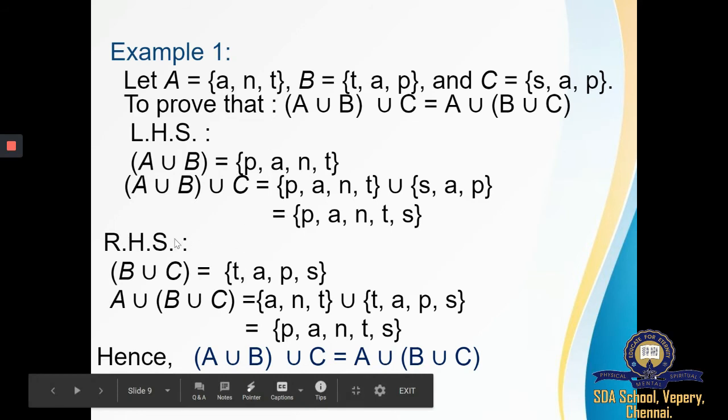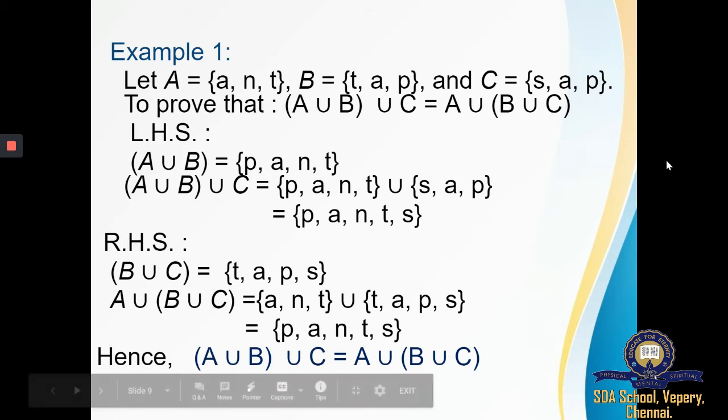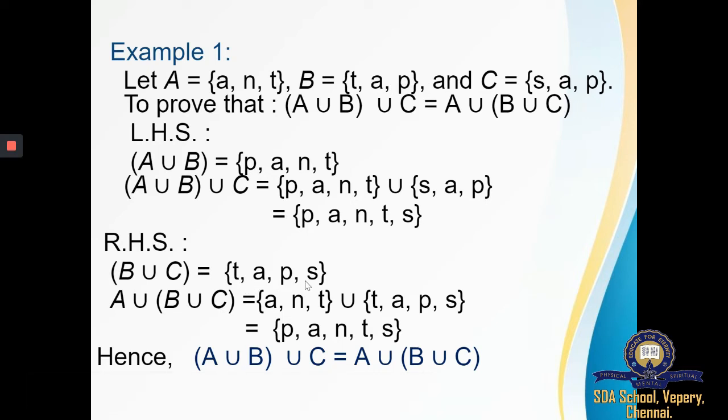Then let's move on to RHS. What does my RHS say? I have to find A union (B union C). Again, even in this case, the one which is in the bracket has to be solved first. So let us first find B union C. If you find B union C, what do you get? You get these elements, right? And then you're supposed to do this with A. You have to find the union of this with A.